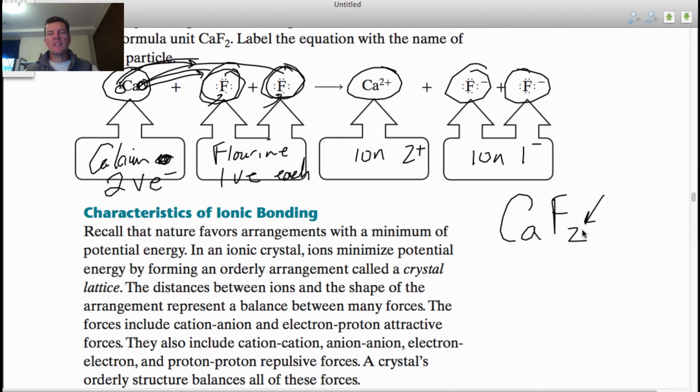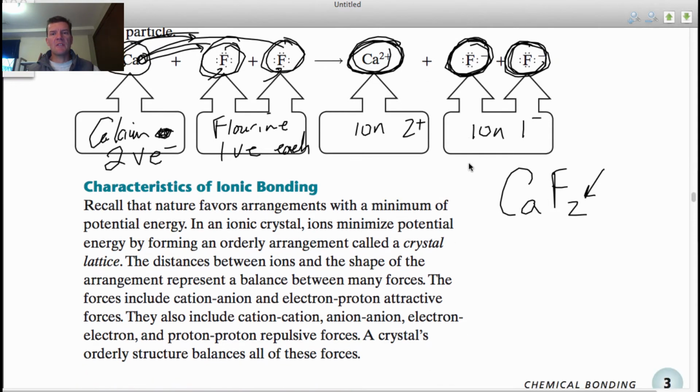Notice the 2 right there. Why did I need 2? Because each fluoride ion is only a -1. The calcium is a +2. You're going to have to make sure they come together so you have a total neutral compound now. Okay?